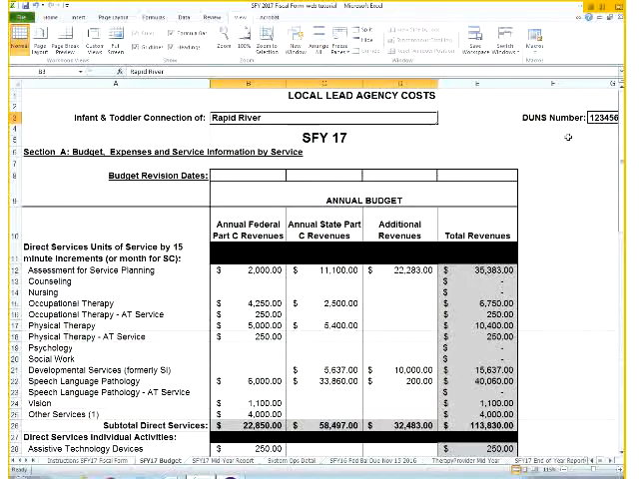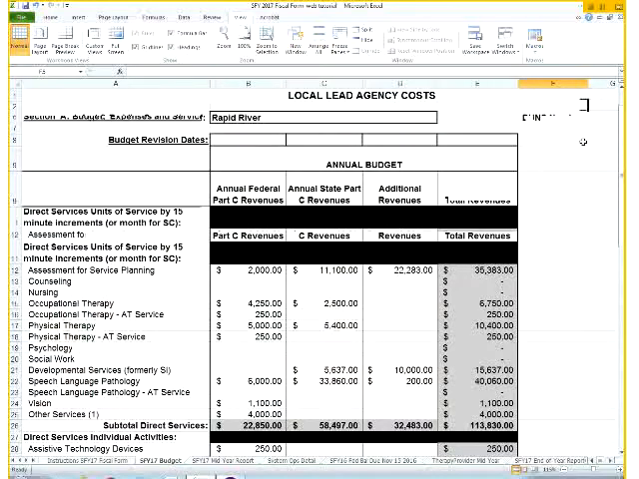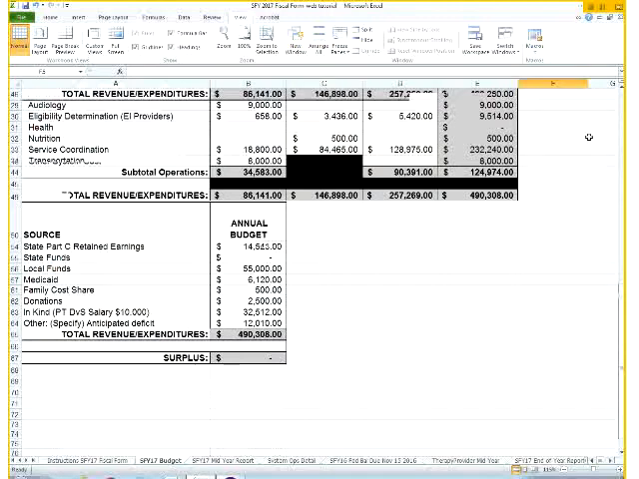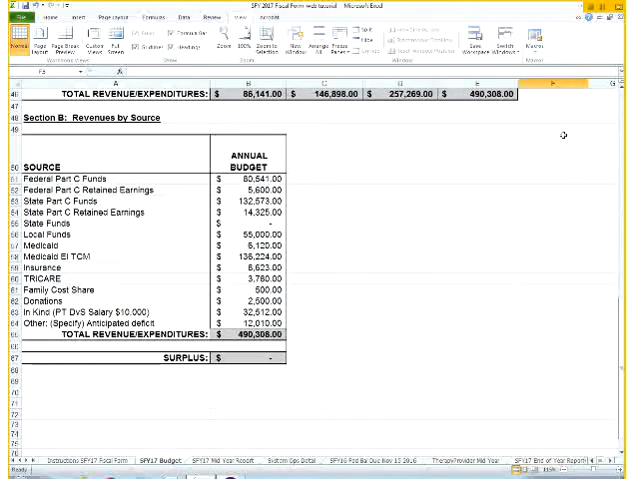You also should add your DUNS number. This number is unique to each individual local system. If you do not know your DUNS number, please contact your local fiscal office and they should be able to give you this information. So let's start talking about Section B of the fiscal form, which is revenue sources.